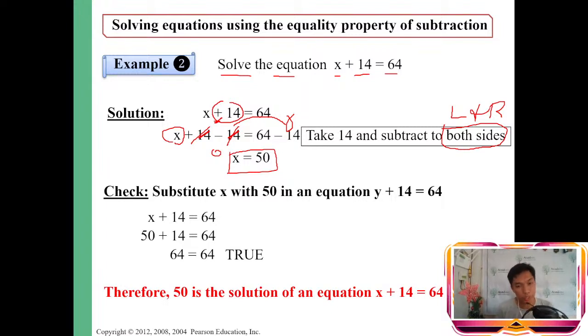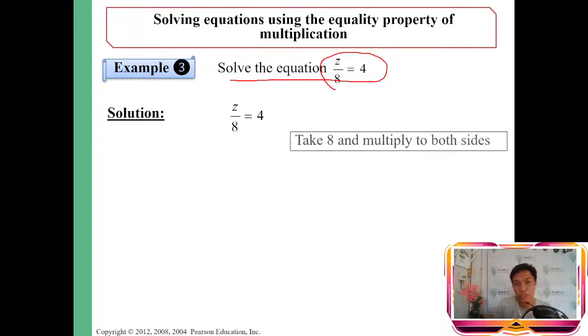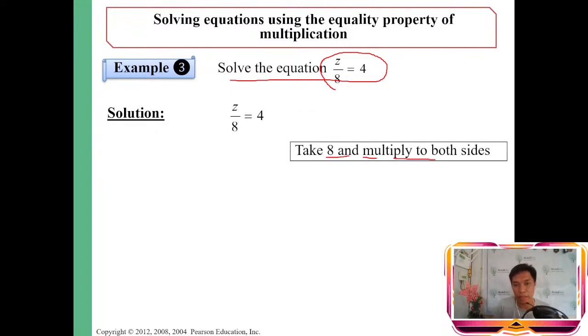Now we have the last two. Multiplication property. How do we do the multiplication property? As you can see, z divided by 8 equals 4. So simple as that. We need to convert this one again. So take out 8 and multiply both sides. So this is how we do it.